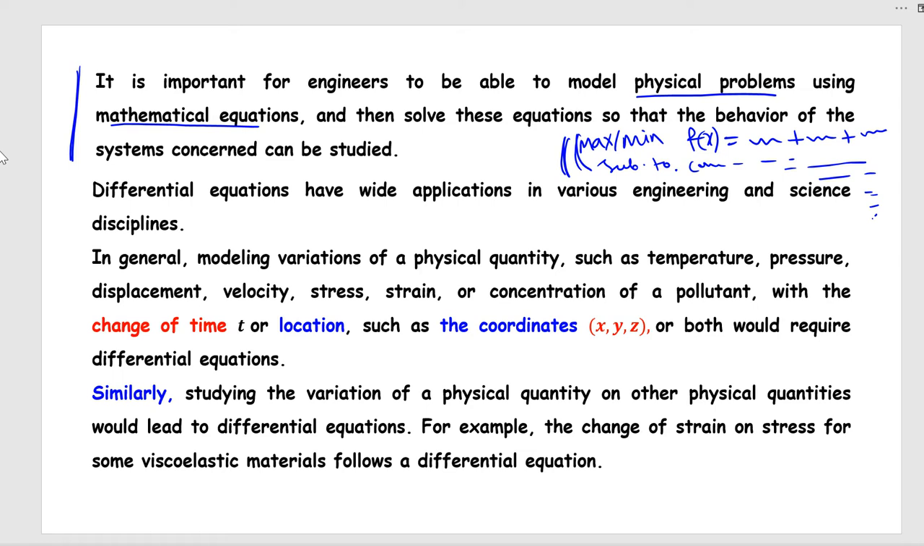Okay, now the differential equation has many applications. For example, to calculate the temperature, pressure, displacement, velocity, stress, strain, and concentration of a pollutant. Of course, these changes will be calculated with respect to some other variable, for example time or location. If we talk about location, then it is actually related to the coordinates x, y, z. So both can be required for the differential equation.